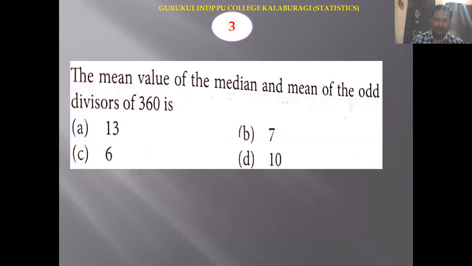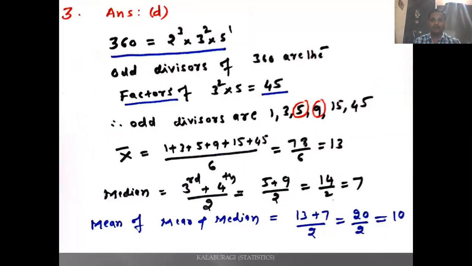So first we have to write the prime factors of 360. What are the prime factors of 360? That is 2 cube, 3 square and 5. If we go on dividing by 2, then by 3, then by 5, dividing each and every element by prime numbers 2, 3, 5, 7 like that, whatever is possible, we get the prime factors. So the odd divisors of 360 are the factors of 3 square into 5. Just collect only the odd values in these prime factors.